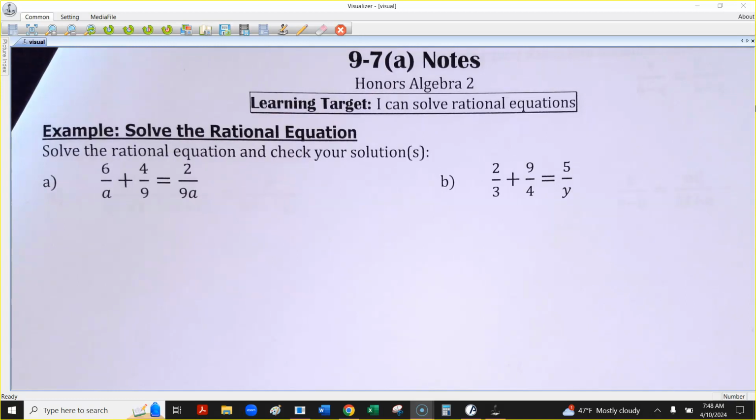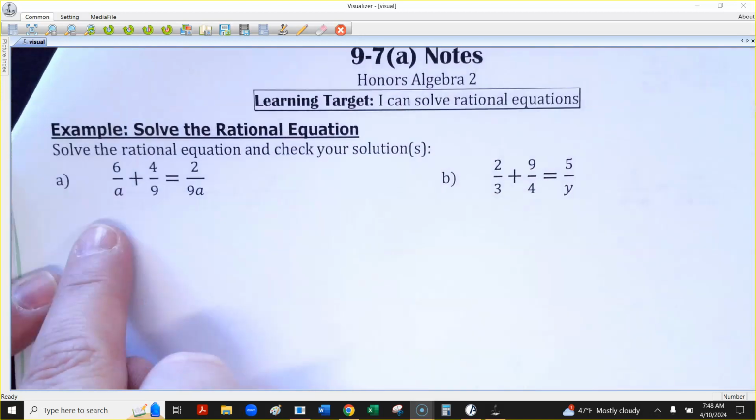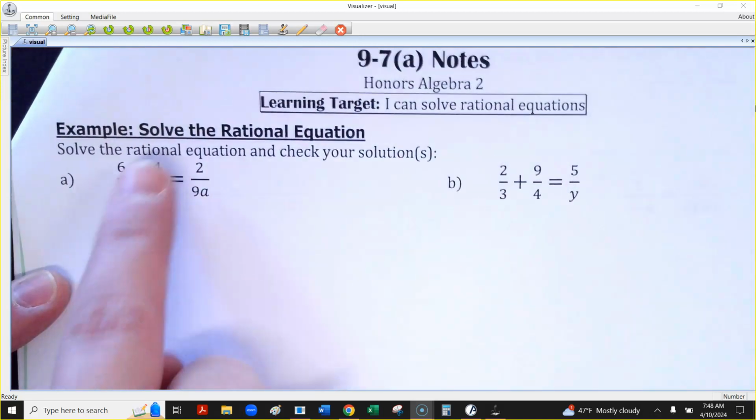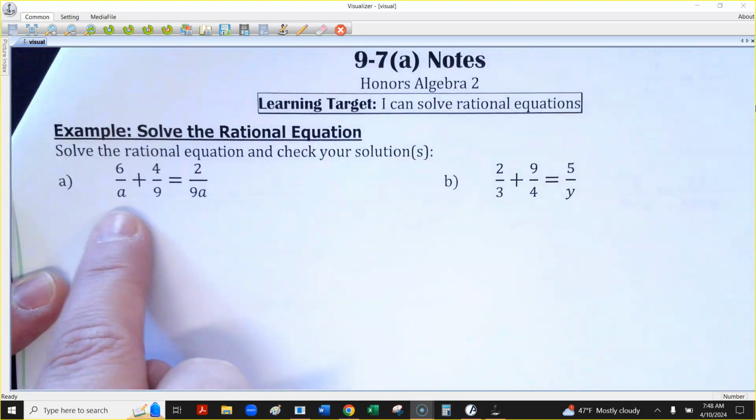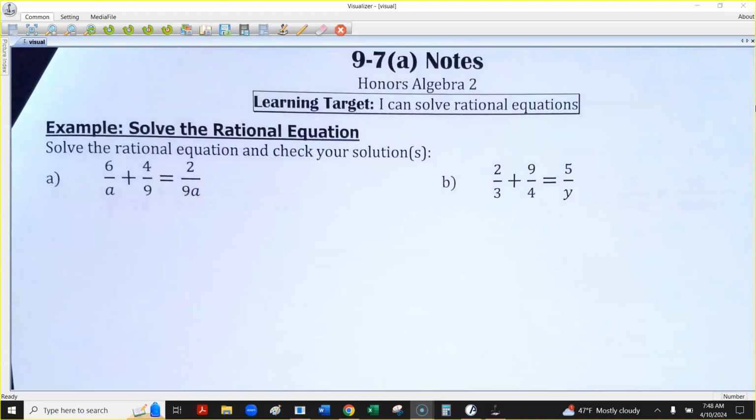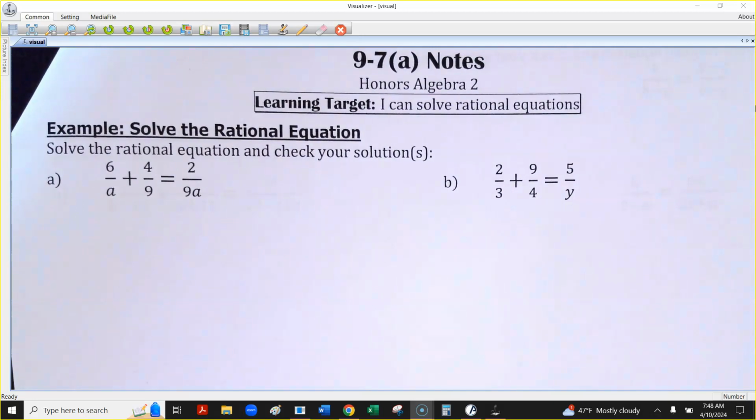The easiest thing I can ever tell you how to do to solve these problems is just make all the denominators match. So make all the denominators a common denominator, and then I'll show you what you can do. Okay, so in this very first problem, I have 6 over a, 4/9, and then 2 over 9a. What would be a common denominator between all three of those? 9a. Okay, so I'm just going to put in what I need, right?